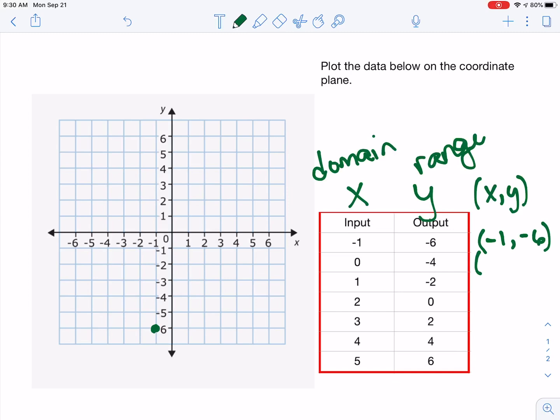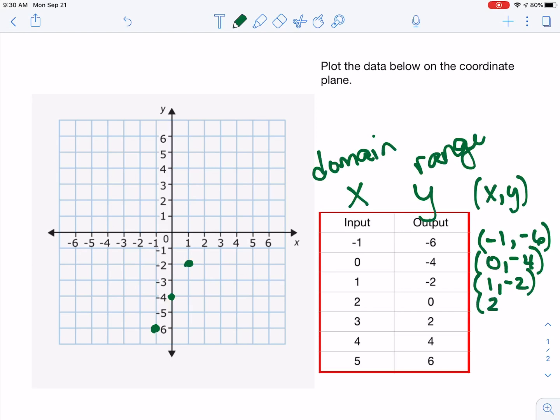Going back to my table, my next ordered pair would be 0, -4. Again, starting at my origin, my x is 0, so I don't move left or right. My y is -4, so I go down to -4. My next ordered pair is going to be 1, -2. Starting at the origin, I move to the right 1 and then down 2.